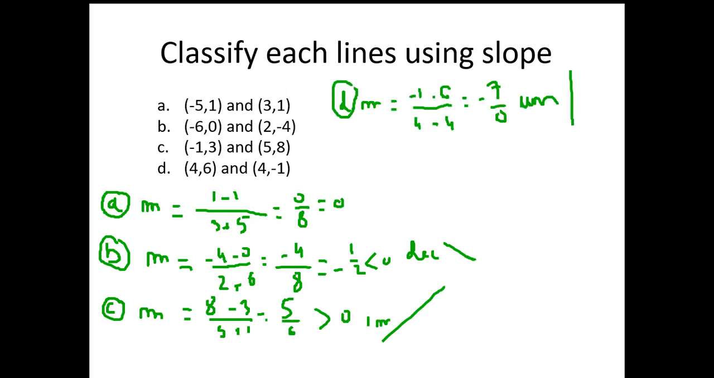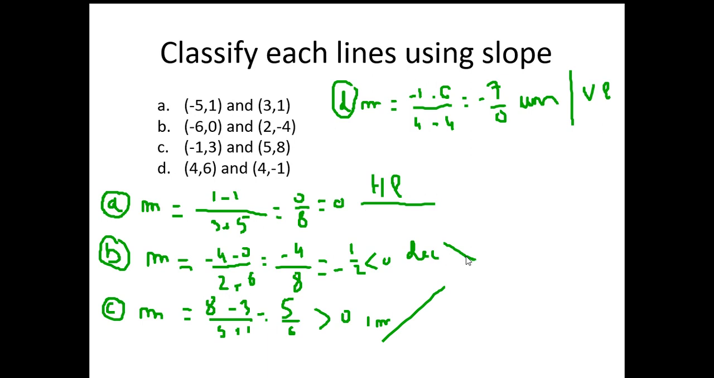I need to calculate the slope for each one. For A, y2 minus y1, so 1 minus 1 over 3 minus 5, 3 plus 5, so I have 0 over 8, 0. When the slope is 0, it means I'm working with a horizontal line. I'm sorry, I will not answer the phone. B, y2 minus y1 over x2 minus x1, minus 4 minus 0 over 2 plus 6. So minus 4 over 8, minus half, a negative slope, it means decreasing. Now C, 8 minus 3, y2 minus y1 over x2 minus x1, over 5 plus 1. So 5 over 6, positive, so it's increasing. And the last one, minus 1 minus 6, so minus 7 over 0, undefined. So it's a vertical line. I will stop a little bit so you can see the writing.